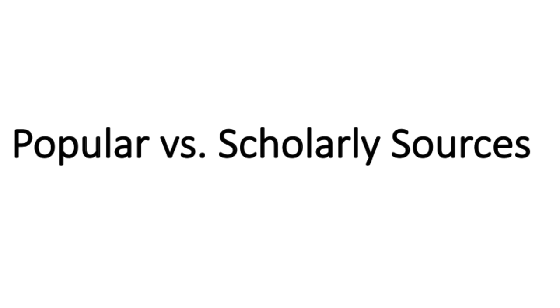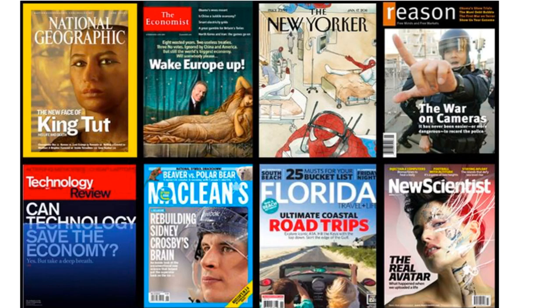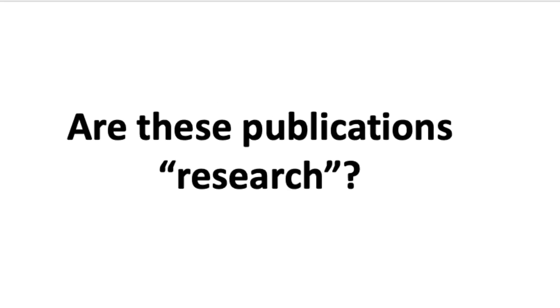This tutorial will talk about the differences between popular and scholarly sources. Popular sources include publications such as newspapers and magazines, and scholarly sources include publications such as academic journals. We're going to discuss the different criteria when distinguishing the differences between these publications by looking at criteria such as page length, authorship, pictures, advertisements, whether these publications constitute research, and lastly, its intended audience.